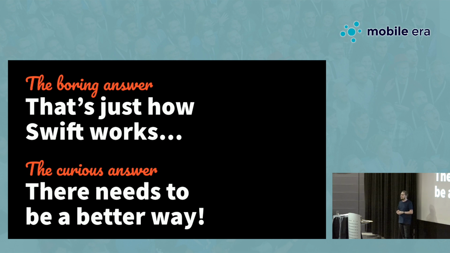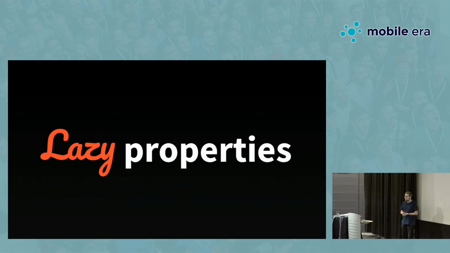And the cool thing here is that if we just start to become a little bit more curious and we start looking maybe into the Swift language itself, we can actually start finding some new techniques that we could use that actually end up solving this problem for us. In this case, we can use a technique called lazy properties. And lazy properties is essentially a way to do exactly what we want to do, which is delayed initialization.